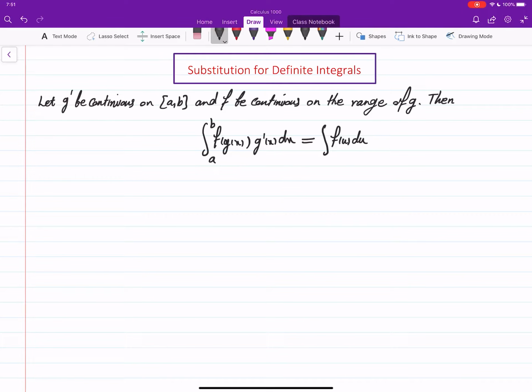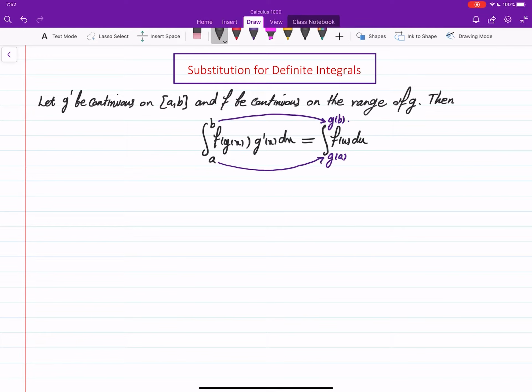The only thing we have to take care of here is that we have to transform the limits of the integral, from the x integral to the u integral. We know that u is going to be equal to g(x), so the lower limit, which is a in the x integral, in the u integral is going to be equal to g(a), and the upper limit is going to be g(b).